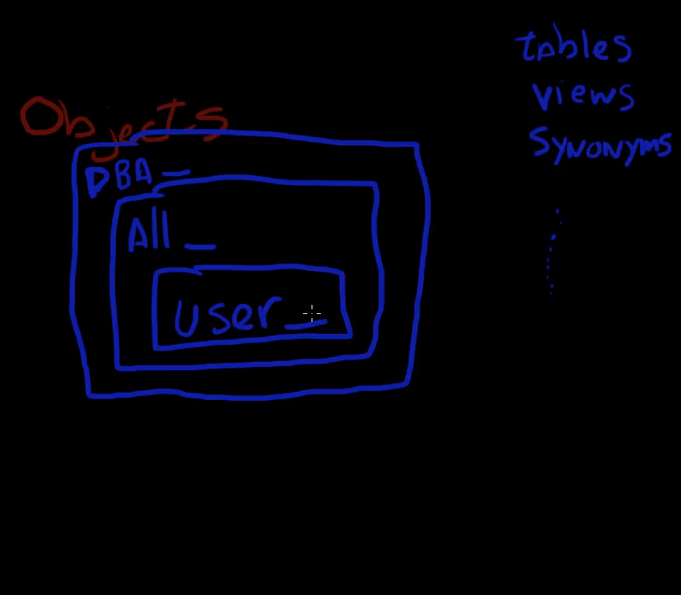just to remember this kind of scope. User shows everything that the user owns. All will show everything that the user owns plus anything the user's been granted privileges on. And DBA is truly everything inside the database. Everything they own, everything that they've been granted privileges on, and not just about, but everything that's actually inside the Oracle database, whether we're talking about tables or views or synonyms.